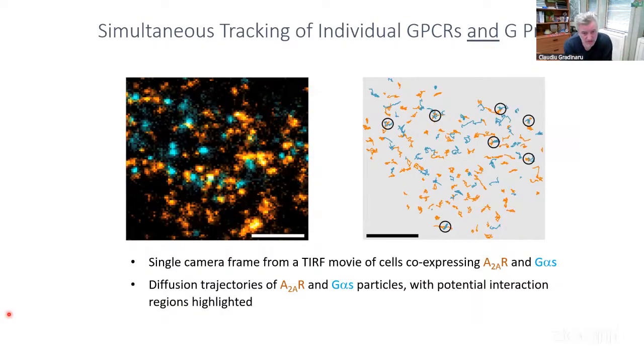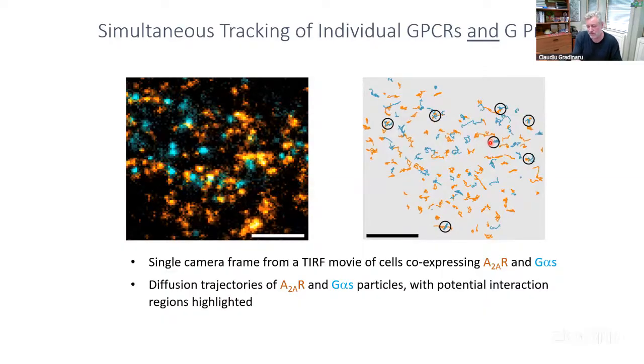The last part I want to show you about this is that we actually express at the same time the receptor and the G proteins, and we did dual color tracking. And I hope you can see in this plot that there are some areas where both the receptor and the G protein seem to diffuse in some confined areas. This is adenosine A2A, and its cognate G protein. So we hypothesize that these are potential interaction regions where perhaps they interact, they activate, and they signal. So again, we inferred this based on diffusion alone.